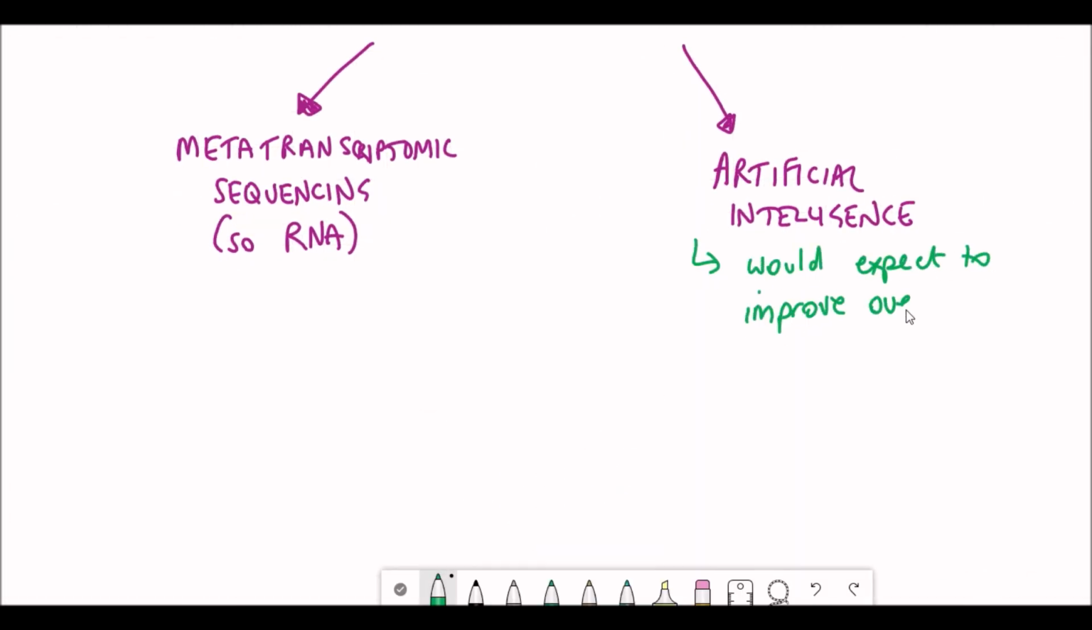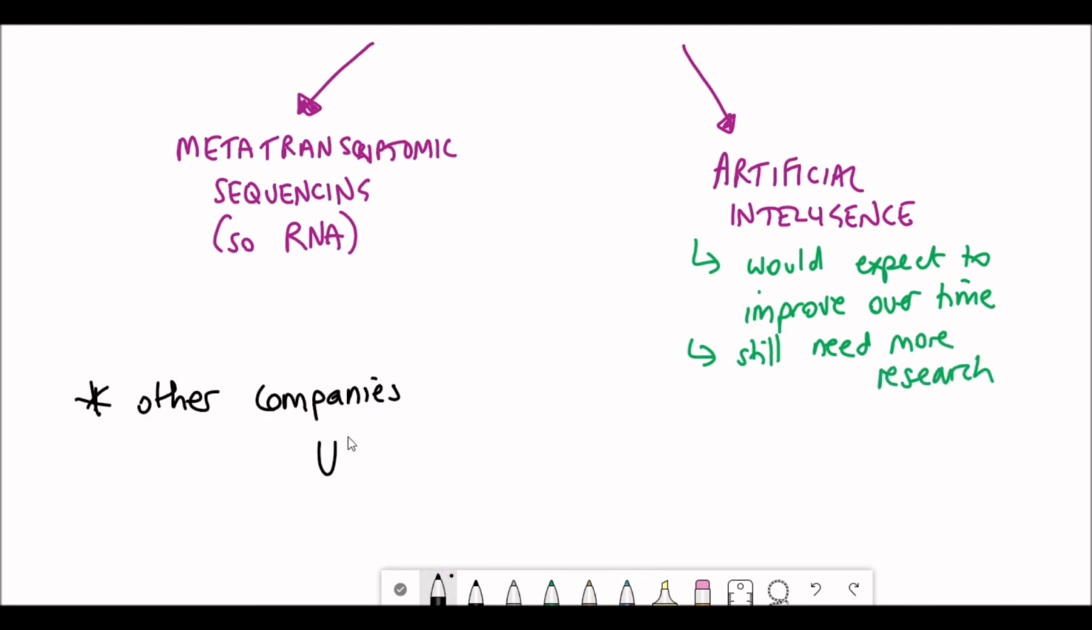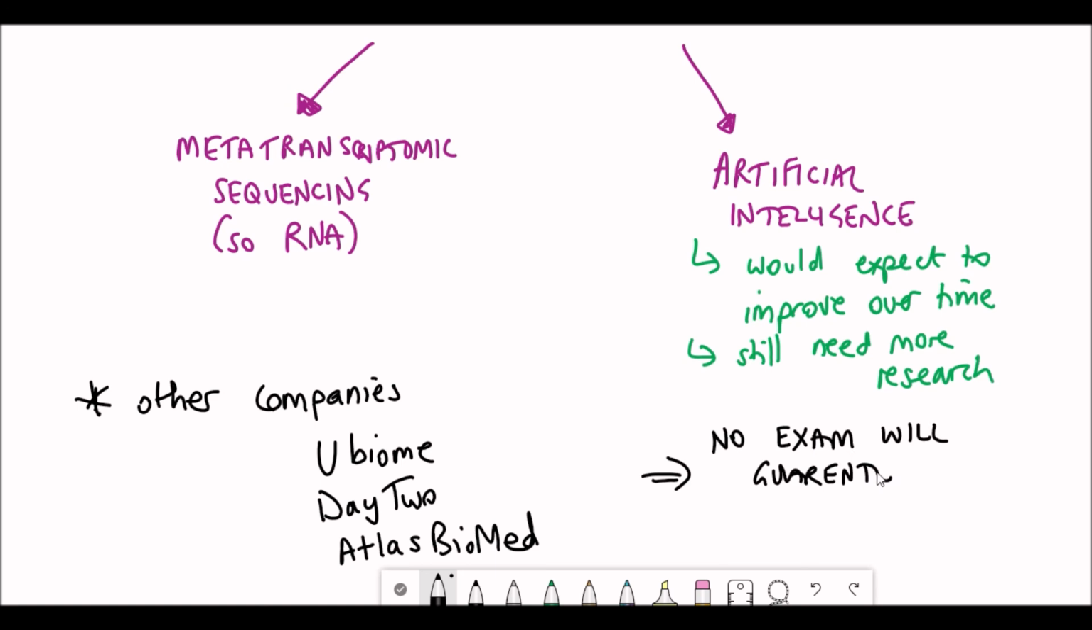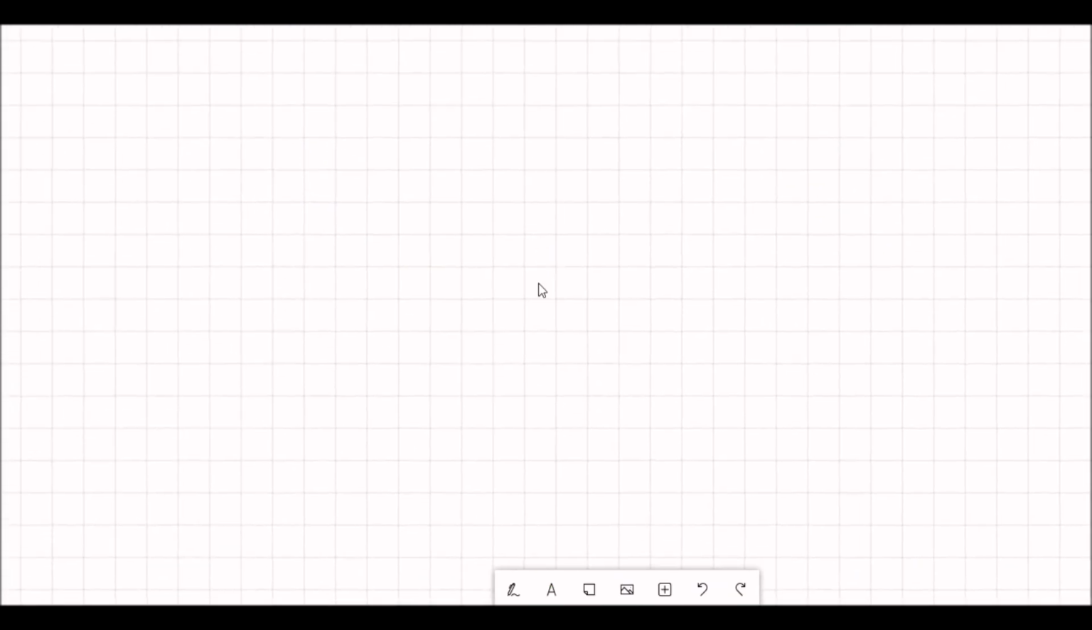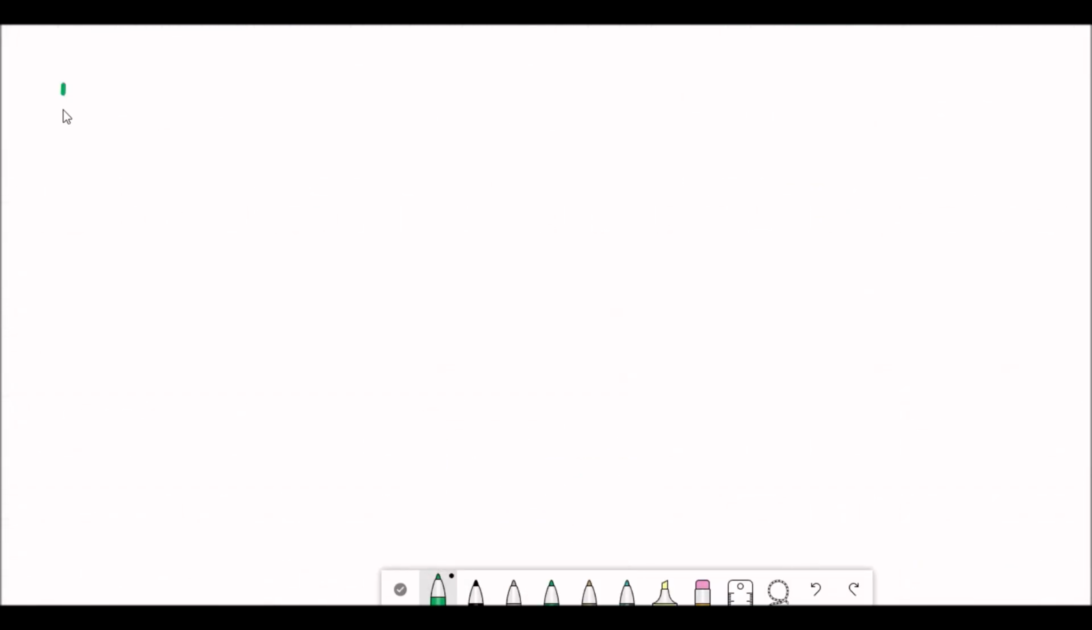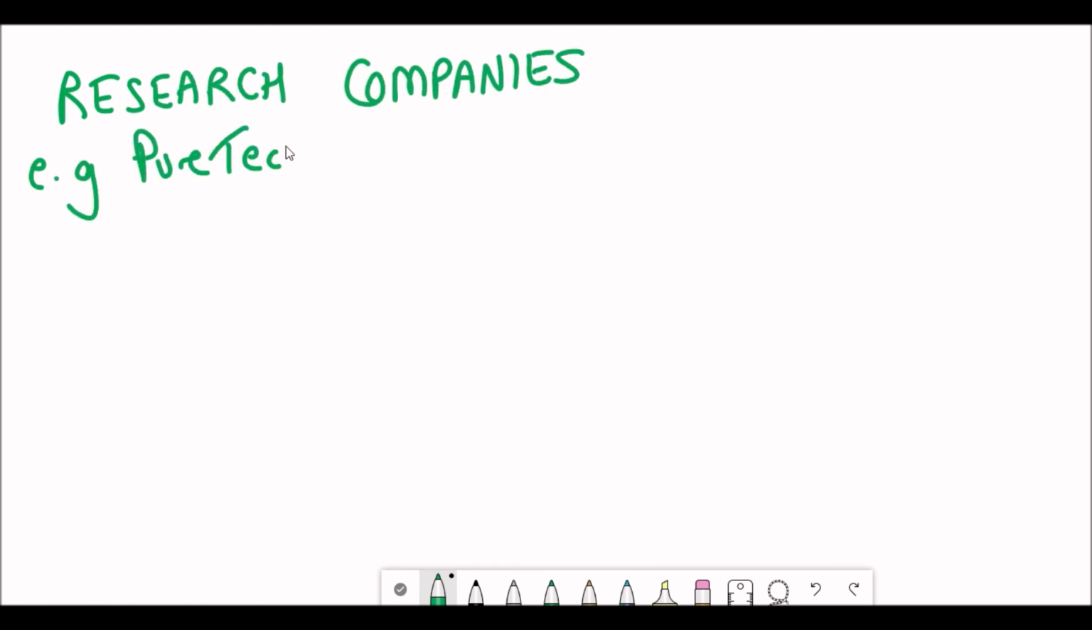But there are other companies as well that are offering the same thing, not just Biome. So there's uBiome, Day2, and Atlas Biomed. And I reckon there's probably going to be even more companies that start offering these kinds of services. But as I said, none of them can provide a complete picture of your microbiome. It's way too complicated to be able to do that. But I think it's cool that there are companies offering stuff like this, because it is really interesting to have this kind of information.